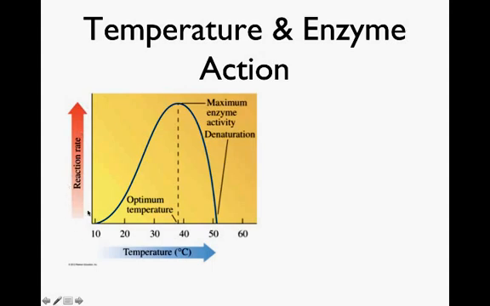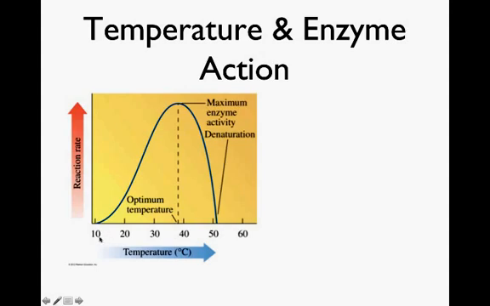If you're low on the y-axis, that means the enzyme is not working very well. It's not doing a very good job converting reactants into products. And then basically they said, look, here is one particular enzyme. How well does it work at different temperatures?